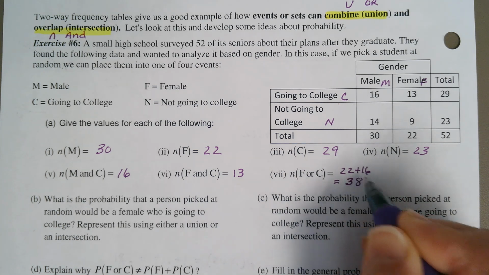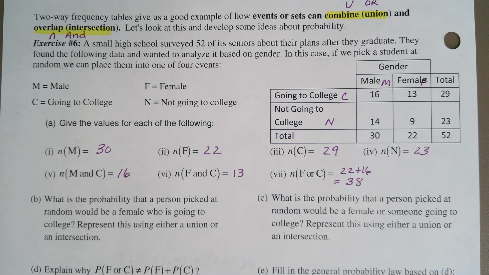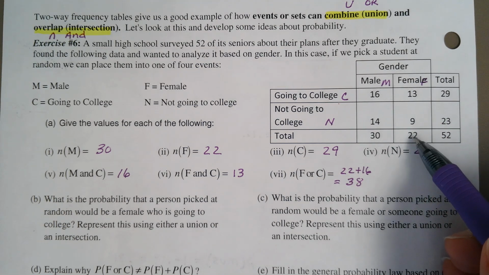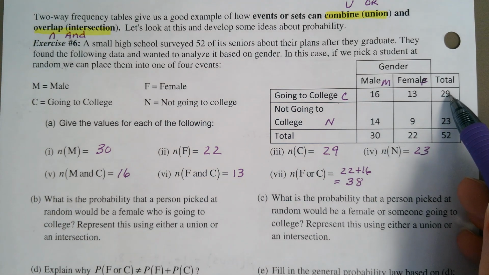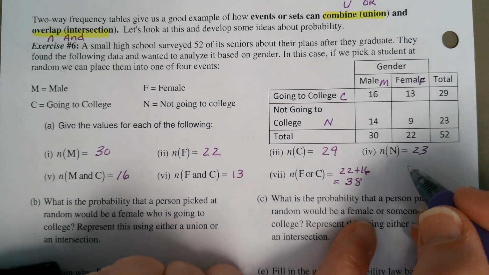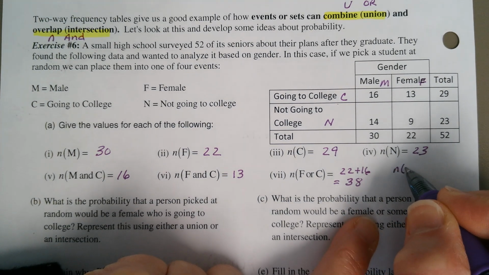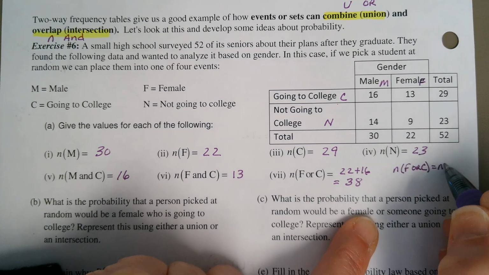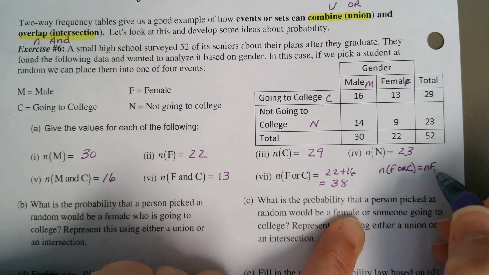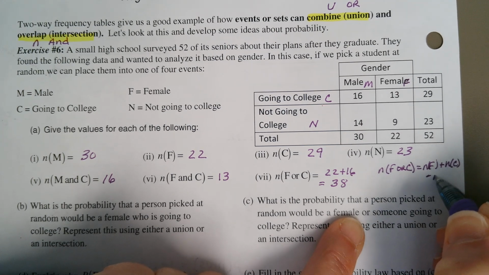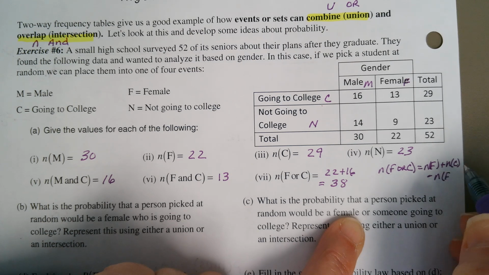$38. Again, it can be gotten also by taking the female plus the going to college, 29, subtracting that 13. So actually, let's do that. Number of female or college would be number of female plus number of college minus female and college.